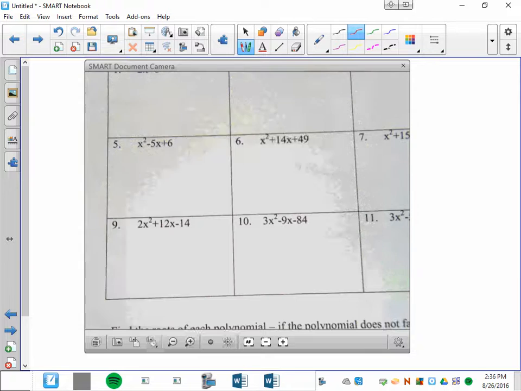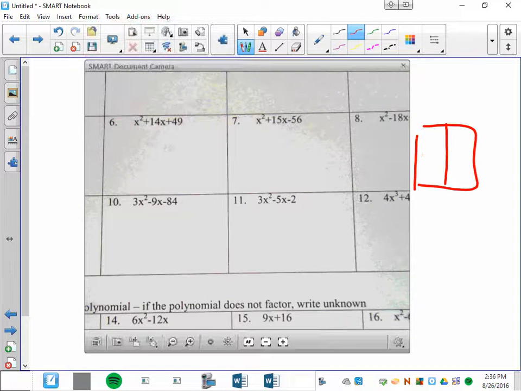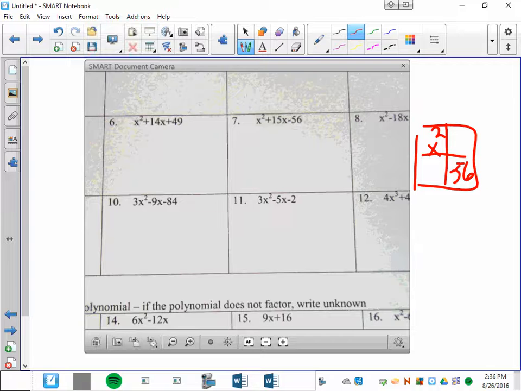Number 7. So I draw the box. X squared and negative 56. Are there factors of negative 56 that add to be 15? 7 and 8 don't work. Right? This one is prime. It looks like it needs to work, or it wants to work. But the 56 is negative, which means that the signs need to be different. So it's either negative 7 and positive 8, or positive 7 and negative 8, and neither of them give you 15. So that one is prime.